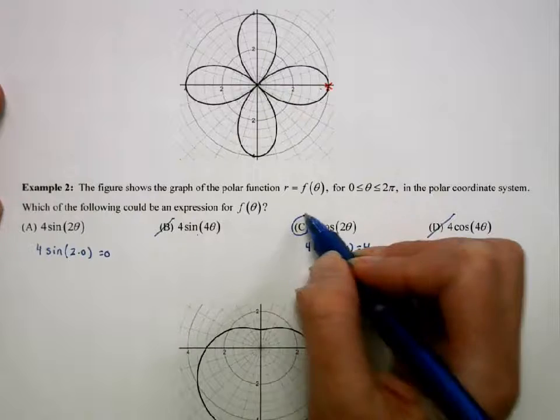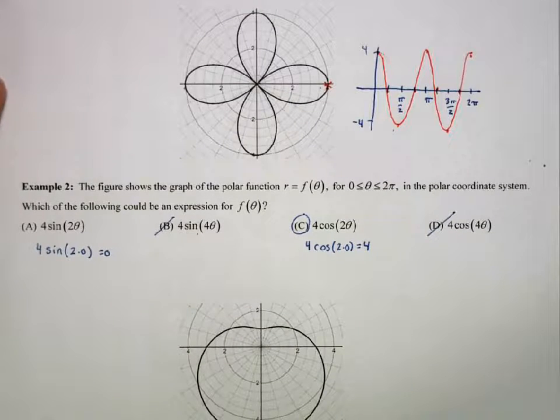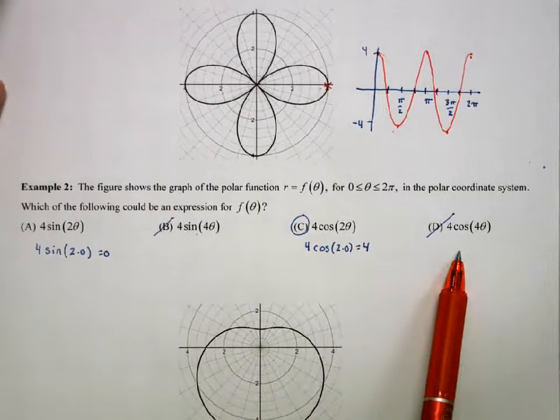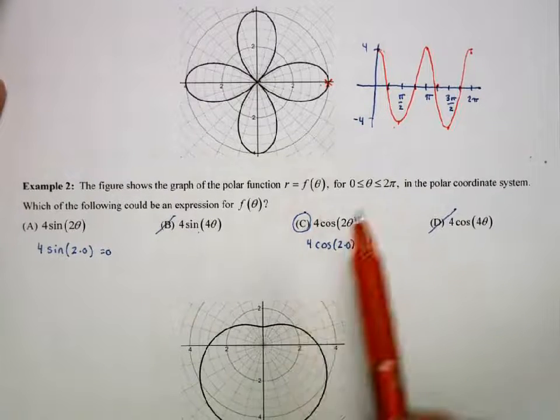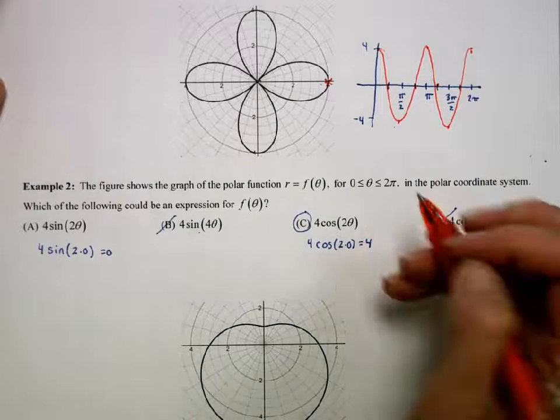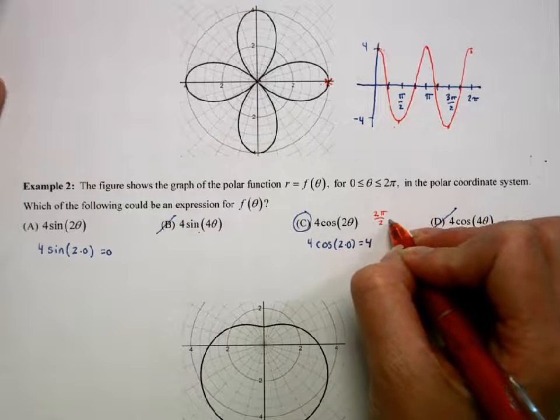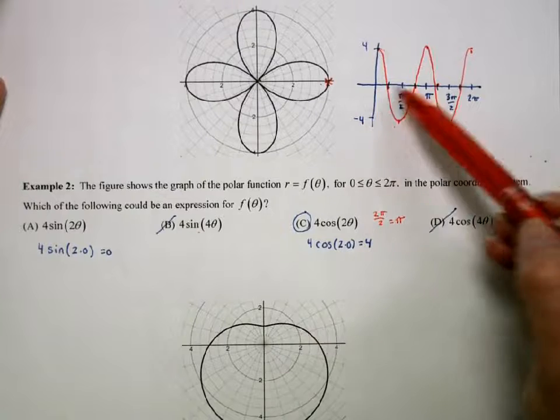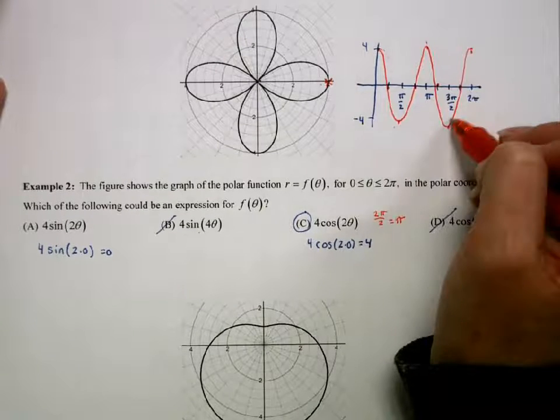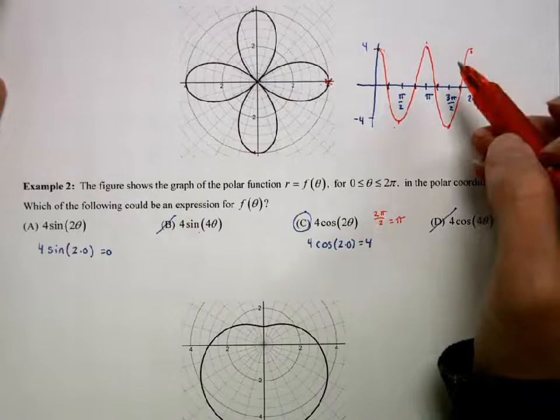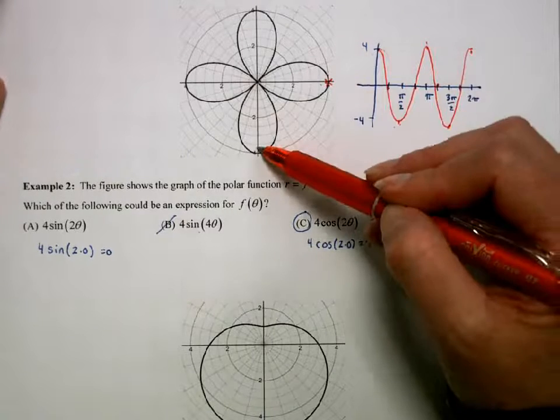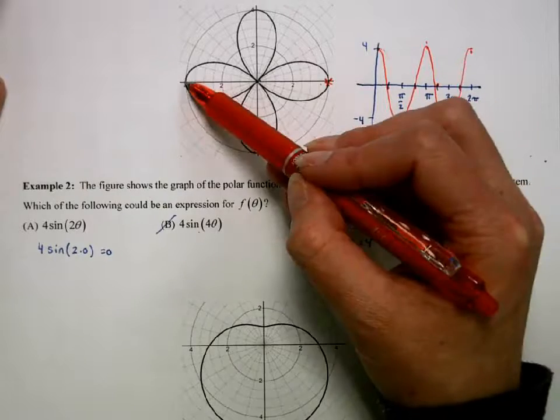Another strategy would have been to graph all these rectangular graphs and try to match it. So we already know our solution, so I sketched it out real quick here. This has a period of 2 pi over 2, which is pi. So between 0 and 2 pi, we've got 2 full cycles. And these max and mins are the locations of the tips of our petals. So at 0, we had one. At pi over 2, we're at negative 4. At pi, we're at 4. 3 pi over 2 is at negative 4. So that's another way to do this.